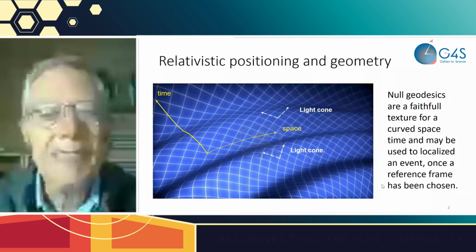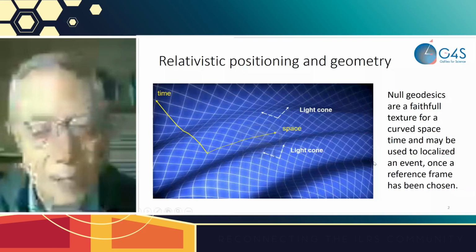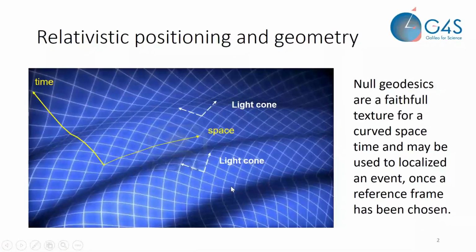Anyway, I was here. You see space-time as this wavy blue background. The white lines are null geodesics. They are a texture which describes the geometric properties of space-time. If you choose an appropriate reference frame, you may use this texture, in a sense, to localize events in space-time.